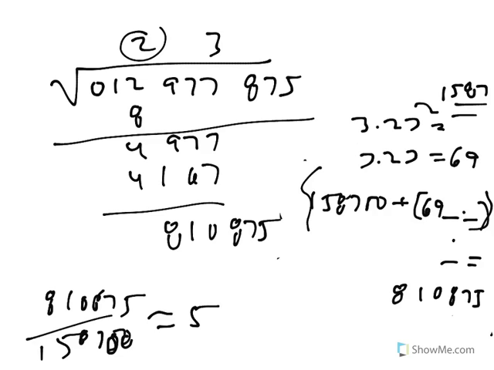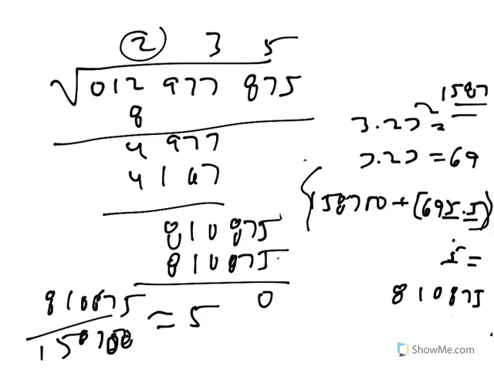And good news, when you put 5 in place of these 3 things here, 695 times 5 is 3475. Add that to 158700. Get 162175. Multiply that by 5, and we get exactly 810875. So the cube root of this big number is 235.